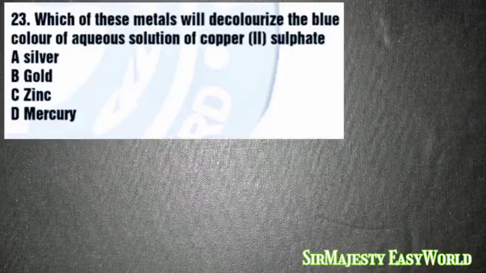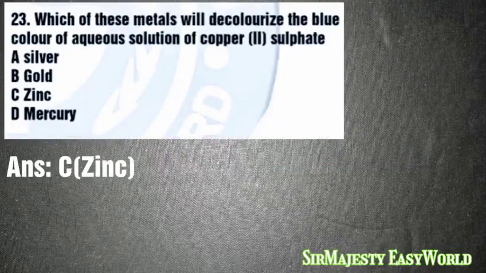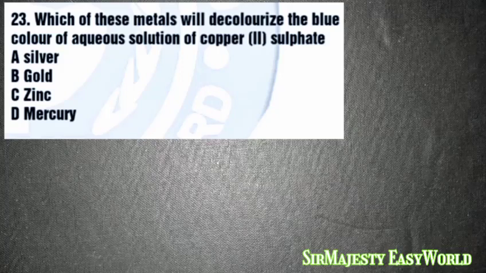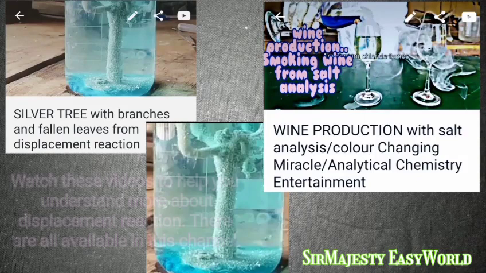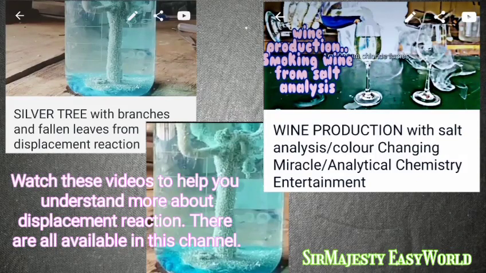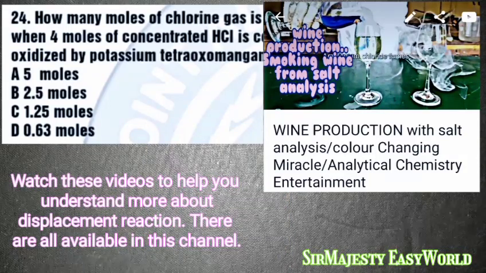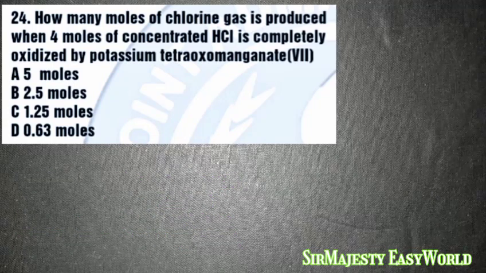Then 23 says, which of these metals will decolorize the blue color of aqueous solution of copper 2 sulfate? The answer is zinc. Zinc is the only metal in the options that is above copper in the activity series. You can also watch some of the videos in this channel, the color changing miracle and silver tree experiments, to see displacement reactions between zinc, silver and copper.